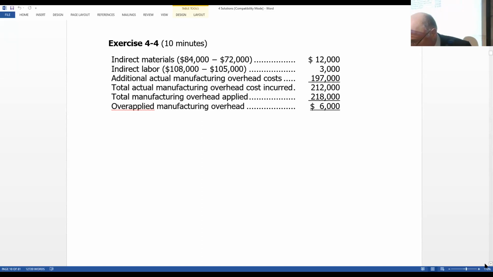So exercise 4, determine underapplied or overapplied overhead. Again, underapplied means underestimated. Overapplied means overestimated. Croquet Company recorded the following transactions for the just completed month. Now, when you have something like this and they give you a lot of information, don't just read through it. Go to the requirement first so you can see what's important. So let's look at the requirement. Determine the underapplied or overapplied overhead for the month.